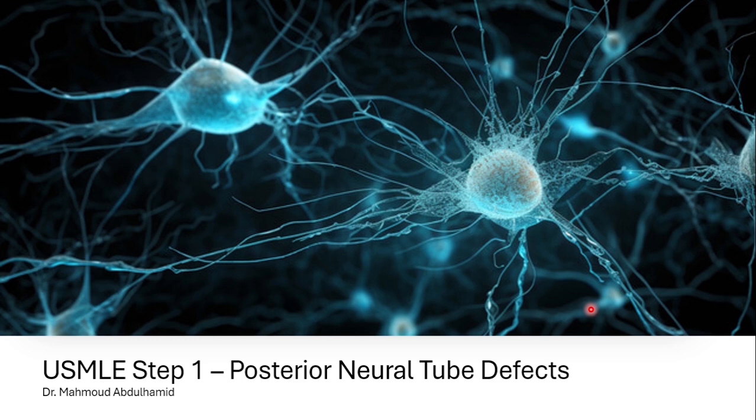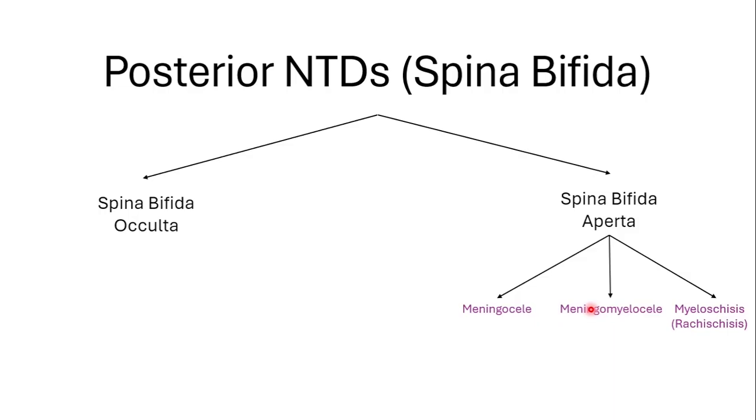We talked about the anterior neural tube defects the last lecture. This lecture we're going to be talking about the posterior. As we talked before, the posterior neural tube provides us with the spine. So a defect in the posterior neural tube will provide us with a problem in the spine called the spina bifida. Okay.